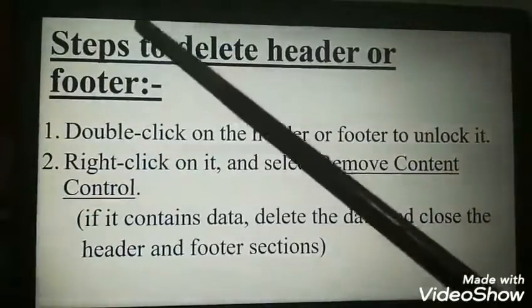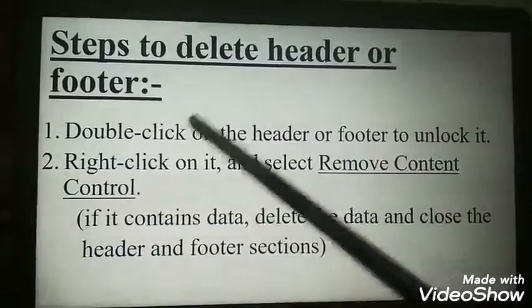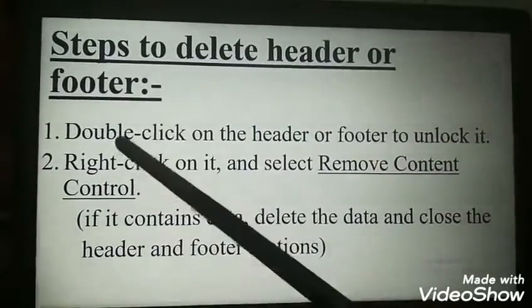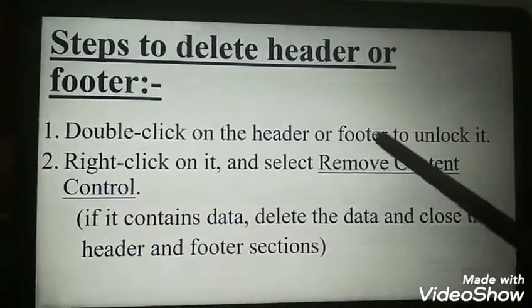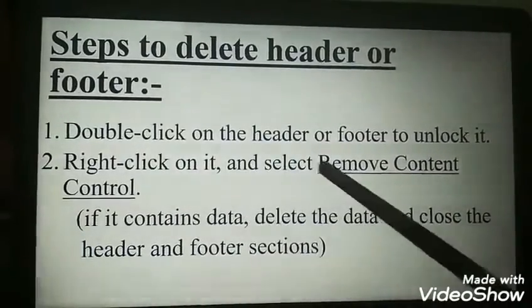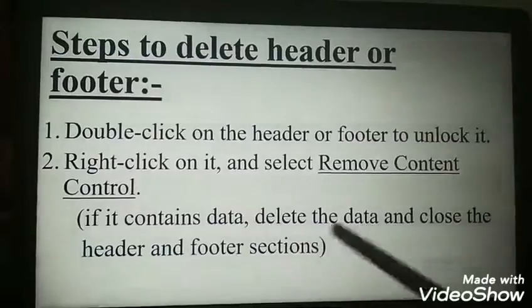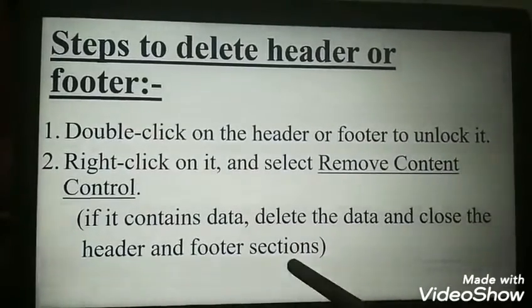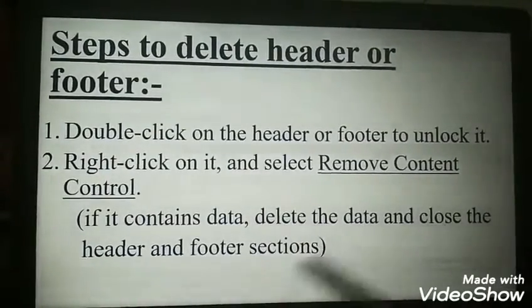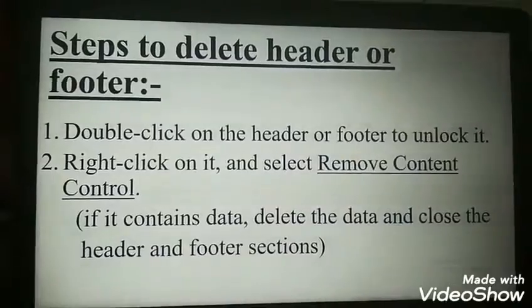Next is steps to delete header and footer. If we want to delete this header and footer, there are two steps. First we have to double click on the header or footer to unlock it. Then we have to right click on it and select remove content control. If it contains data, delete the data and close the header footer section. Without deleting the data, it will not be removed. So first delete the data and close the header and footer section.